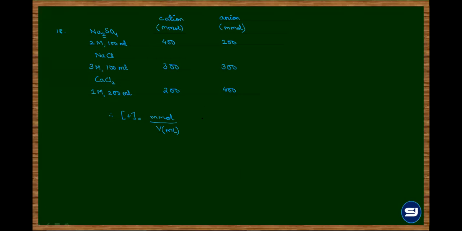Yes, sir. So finally, the concentration of the cation upon the concentration of the anion is simply the ratio of the millimoles of the cation and the anion. And you have 900 by 900. So answer is 1:1. Option 4. Understood? Yes, sir. Okay.